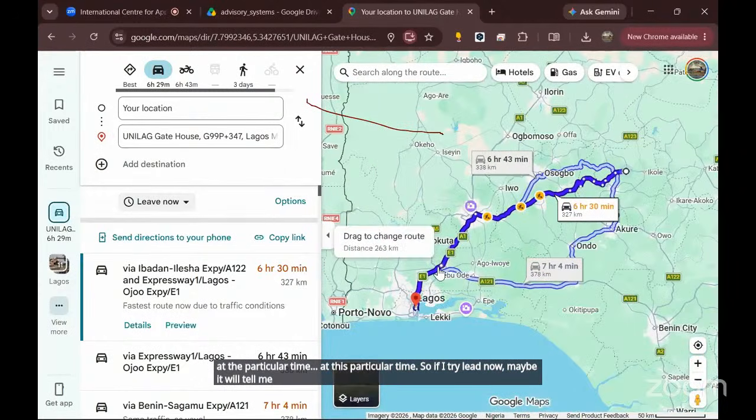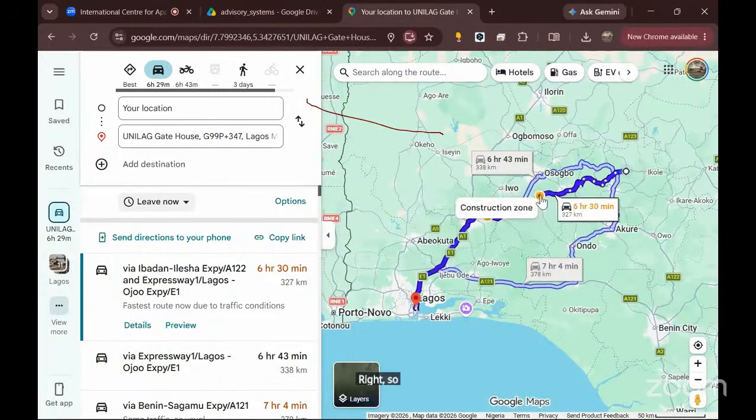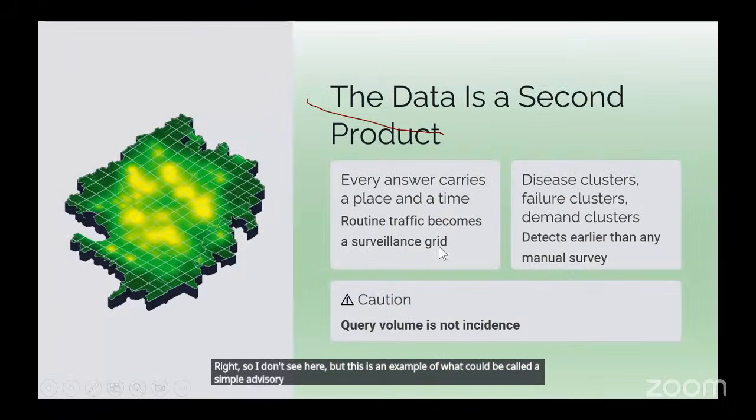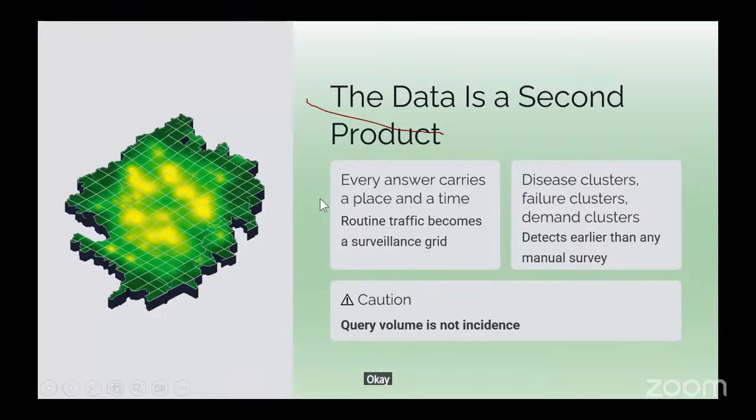So I don't see it here, but this is an example of what could be called a simple advisory system. So the data is important. This is a way to provide your research group with quality data.